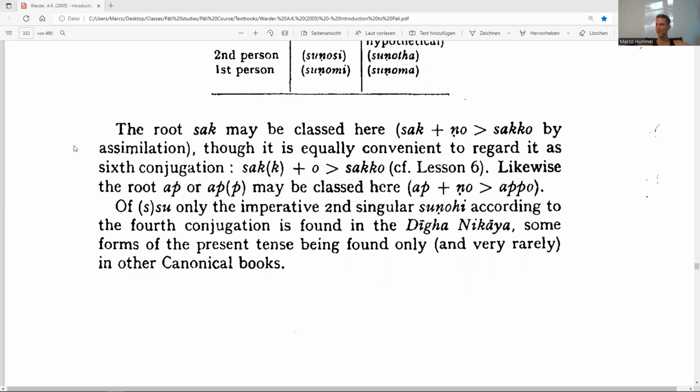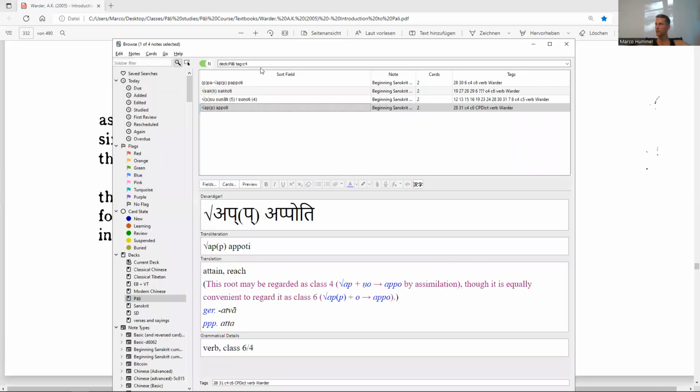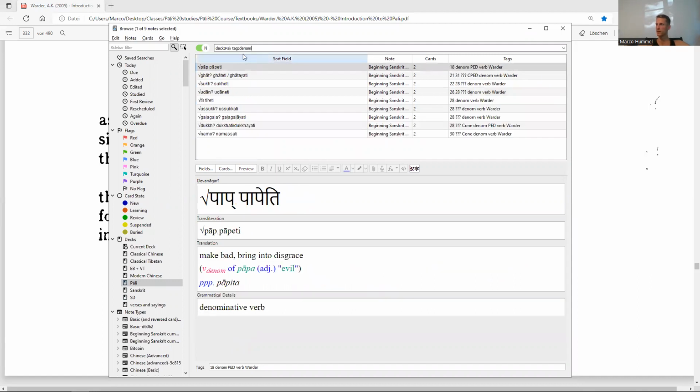Okay. By the way, just to give you a hint, I've written the examples from the water here, and in the Anki folder you can write tag :C4 and you have all the examples for the fourth class, but I added the sixth class as well in this case, because it seems to belong to the sixth class as well. And previously for the denominatives, we have tag :denom, and then you have all the denominative verbs here, which I noted down from the water.